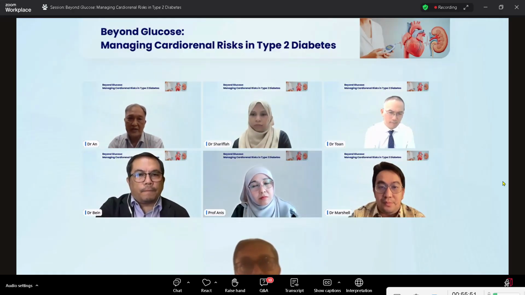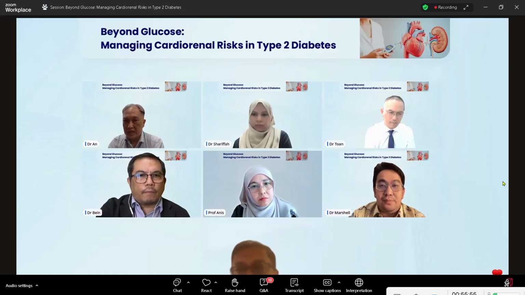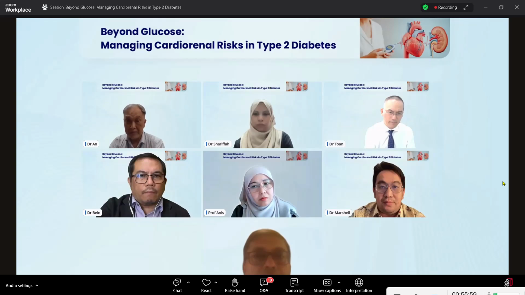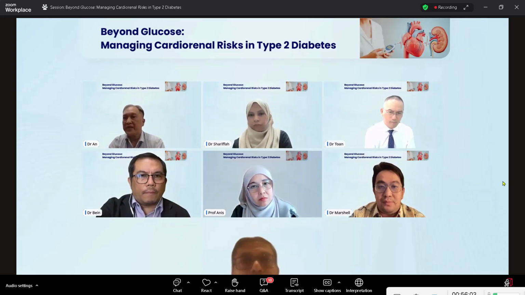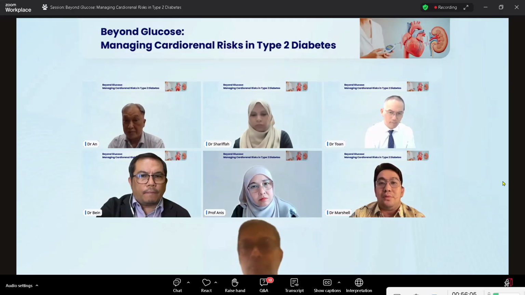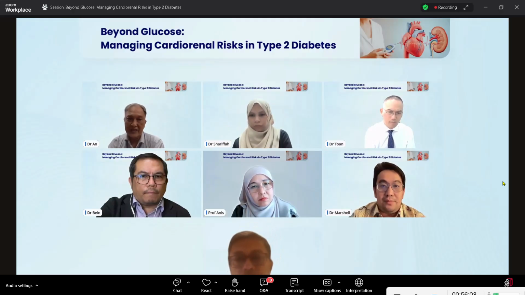The second one, we have to work with another group, like Dr. Dipanish recommended. Yes, but we have to balance between the harm and the benefit, and we change the statin according to Professor Anis.